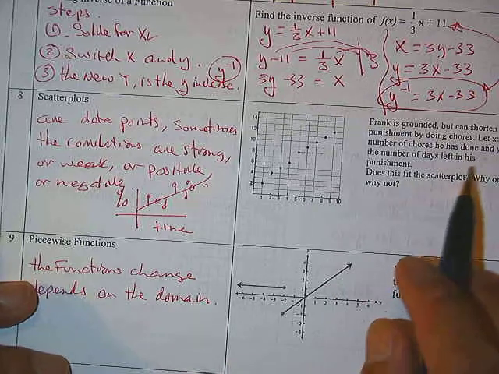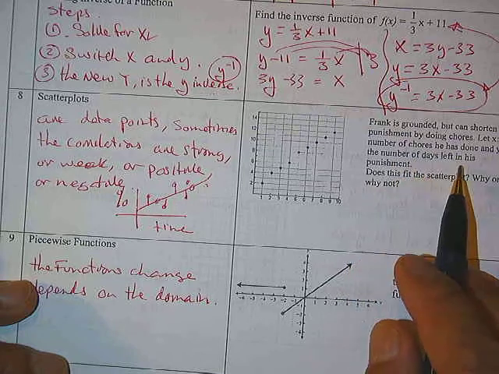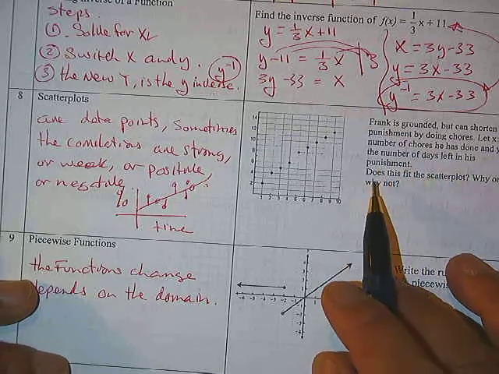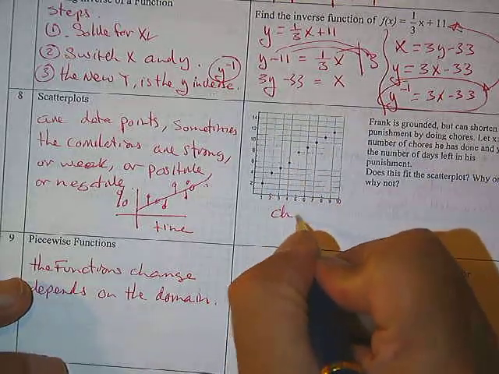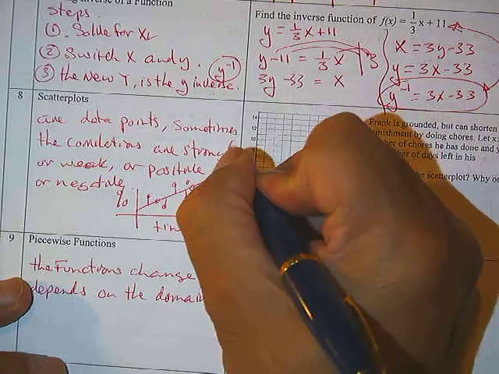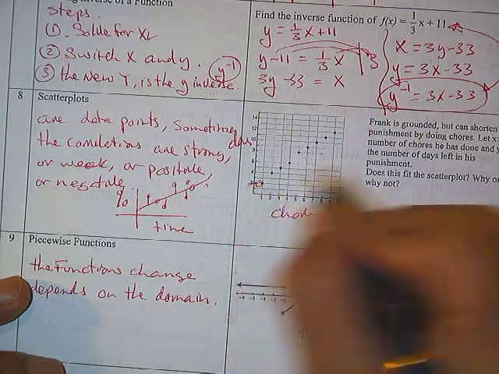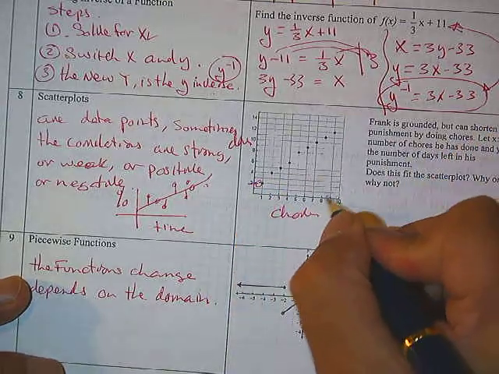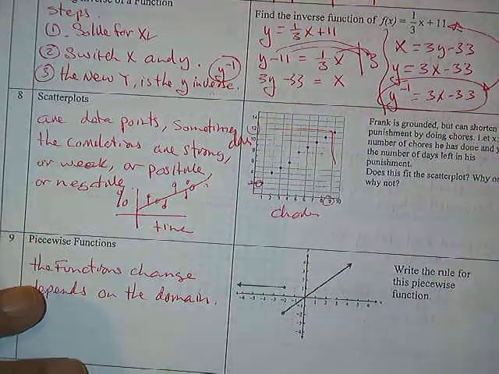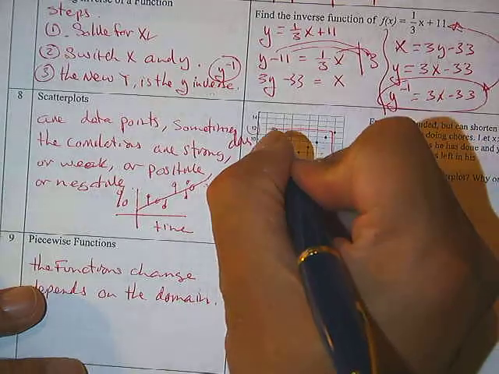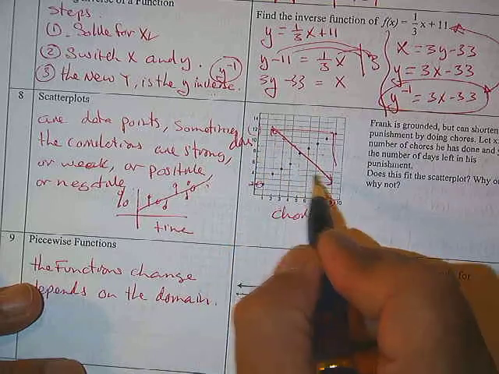Okay, so in this example, it says Frank is grounded, so he's busted for doing some naughty stuff, and his parents are like, oh, you gotta stay home. Okay, but he can shorten his punishment by doing chores, so he can wash dishes, take out the trash, whatever, and maybe that will lessen his punishment. Okay, so let x be the number of chores he has done, and y be the number of days left in his punishment. Does this fit the scatter plot? Why or why not? So these are the number of chores that he's done, and these are days that he has left in his punishment.